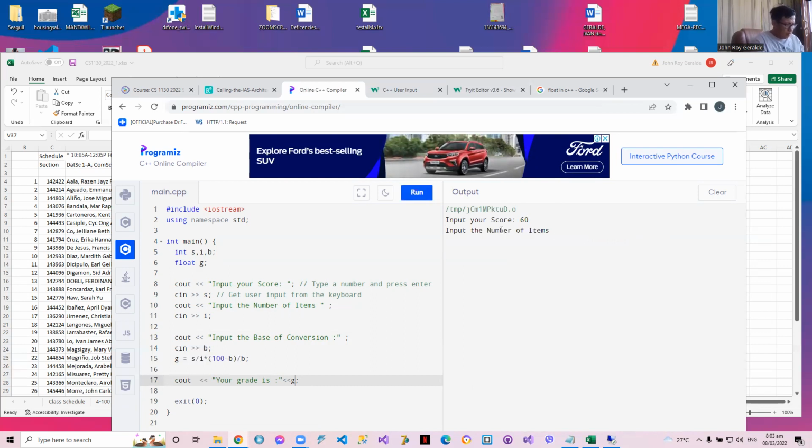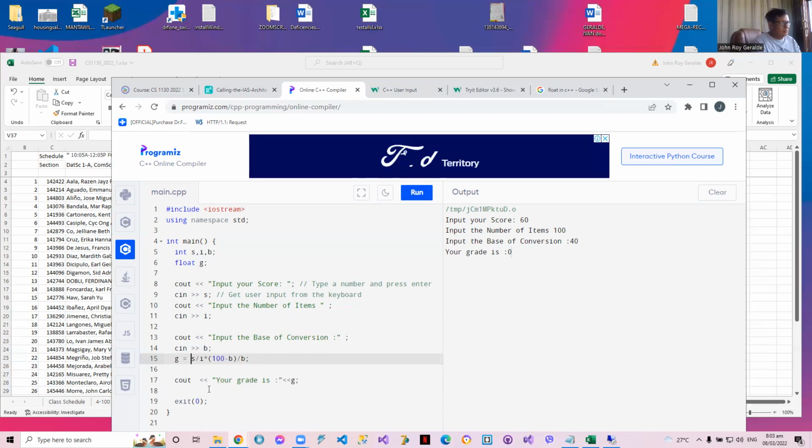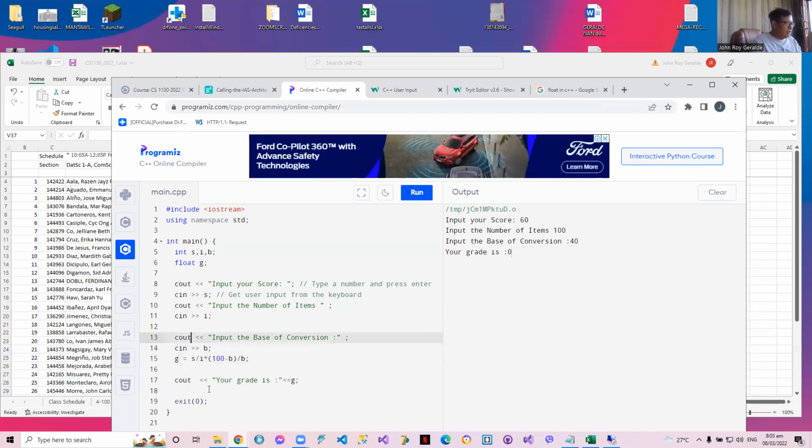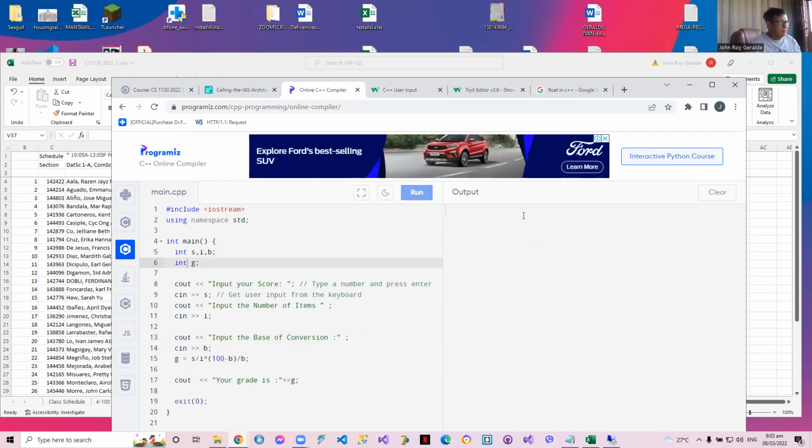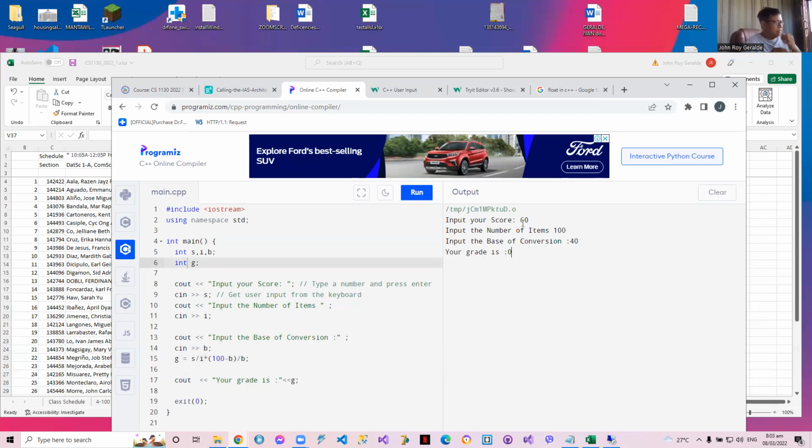60. 100. The base is 40. 40. Your grade is 0. Why is it 0? How do we convert this into a float? Let's just make this an int. Int na lang muna para i-round up na niya. 0 pa rin, no? Anyone who's good at C++?